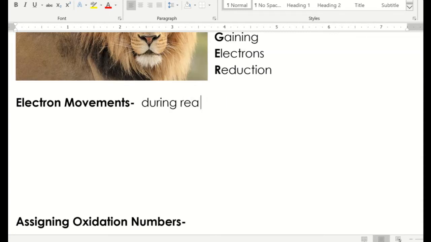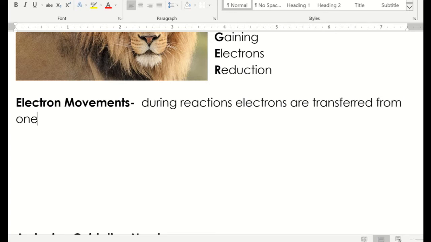So during these chemical reactions, all reactions are just when electrons are being transferred or moved back and forth. That's why things change color and do all this different stuff. So really one element gives something to another. That's what these redox reactions are going to be. So let's look at a quick example of some electron movement.